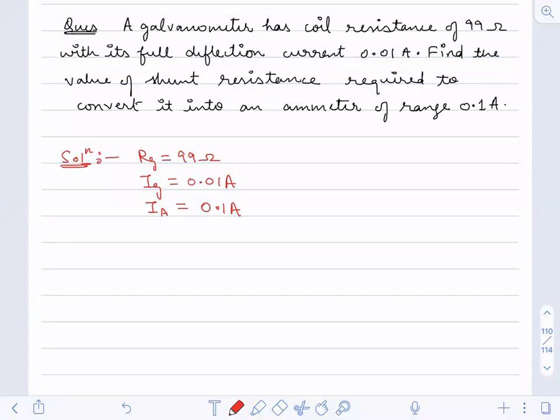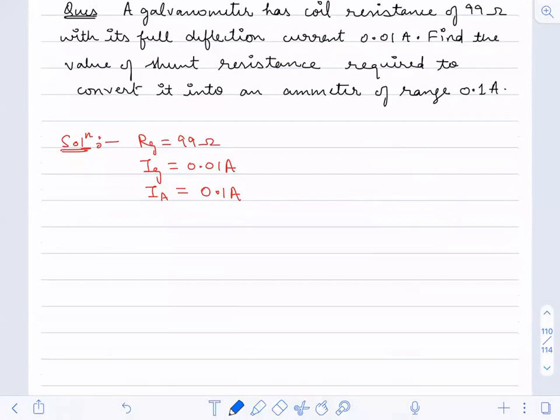That means you have to construct a device whose smallest reading is 0 and the largest reading that you can take is 0.1, like this. This is the ammeter. This should be the final equivalent ammeter that you should be having. Okay, now let us draw the figure first.